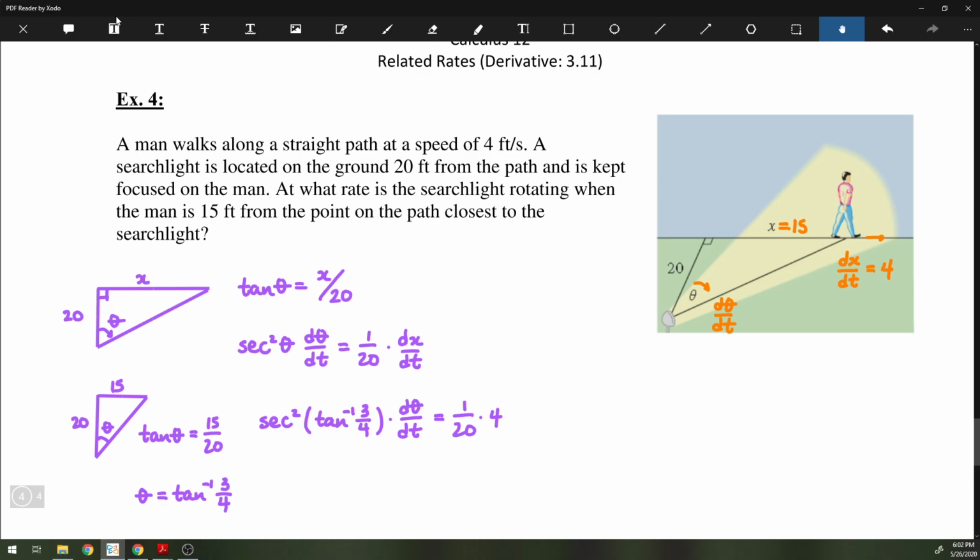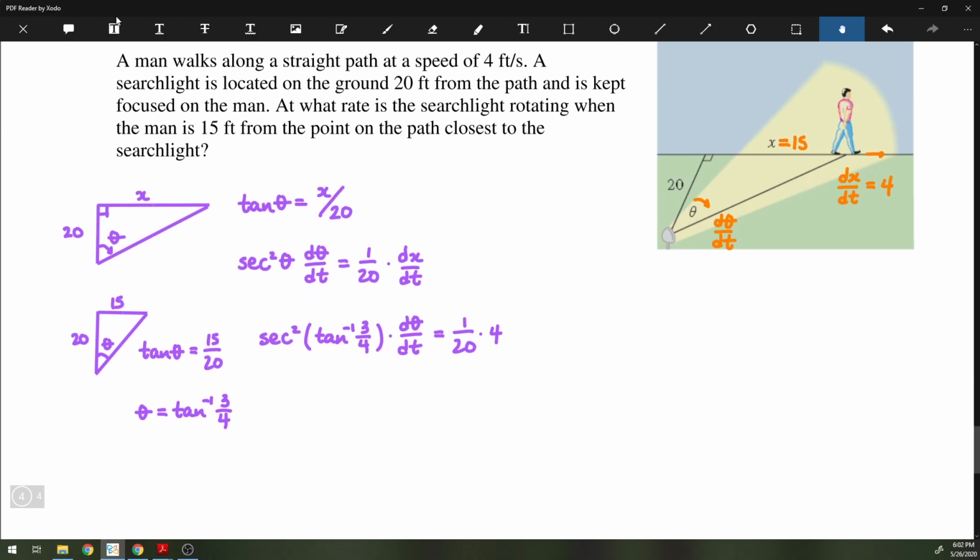So that means, if we continue here, that d theta/dt is equal to 1/5 cosine squared of arctangent 3/4. I'm going to go ahead and use a calculator for that part, and you'll get approximately 0.128 radians per second.